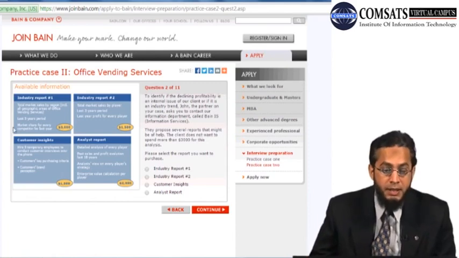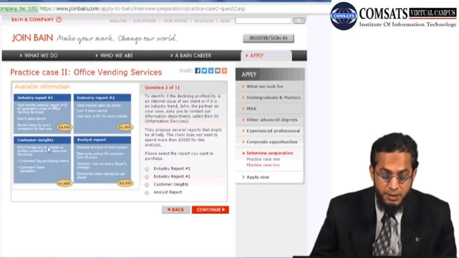Again, these are the information given. Industry report 1 में आपको क्या given है? Total market sales by origin, last 5 years period. Industry report 2 में total market sales by player, last 3 years period. Customer insights report में क्या है? Hire 5 temporary employees to conduct consumer interviews over the phone. Analyst report में क्या है? Detailed analysis of every player, past sales and profit evolution, last 10 years report.